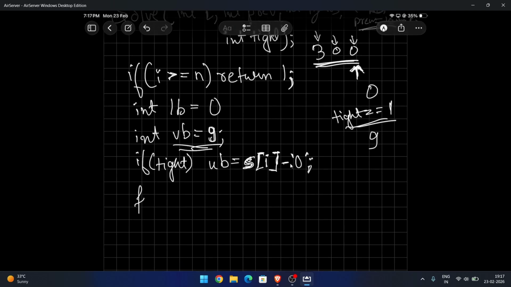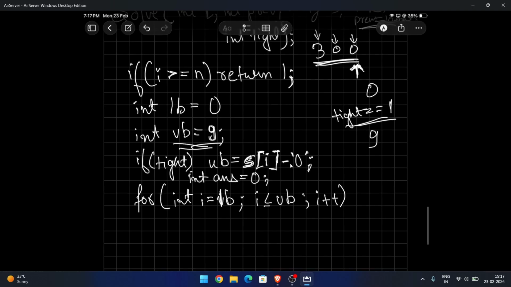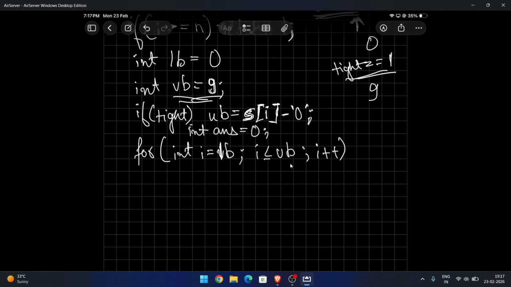Now we will simply iterate from lower bound to upper bound. Here we would first create answer equal to 0. Okay, now answer plus equal to.